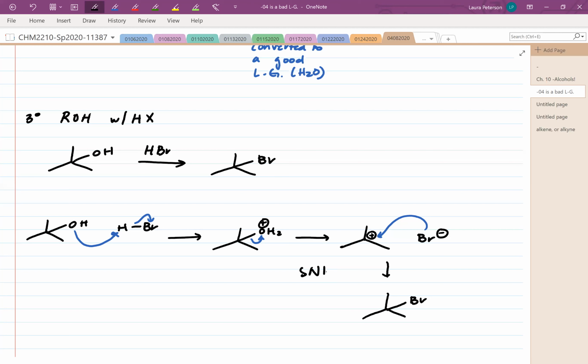In class on Friday, we'll look at other ways to convert alcohols to alkyl halides, and then we'll also probably look at the elimination reaction, which is called dehydration. We'll look at dehydration reactions of alcohols.